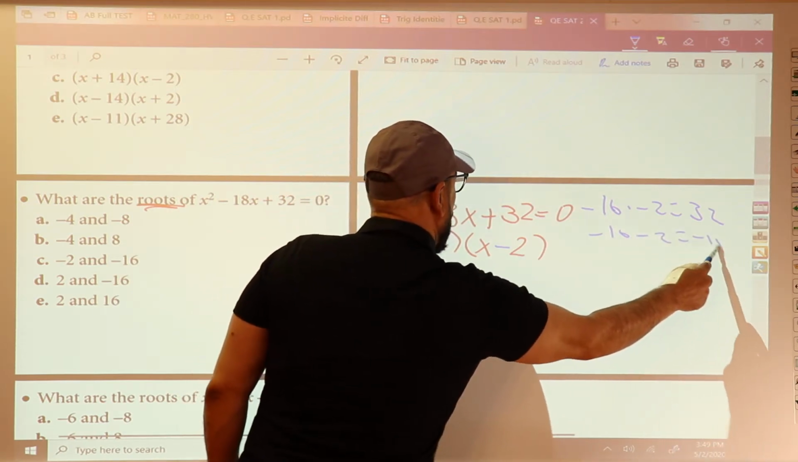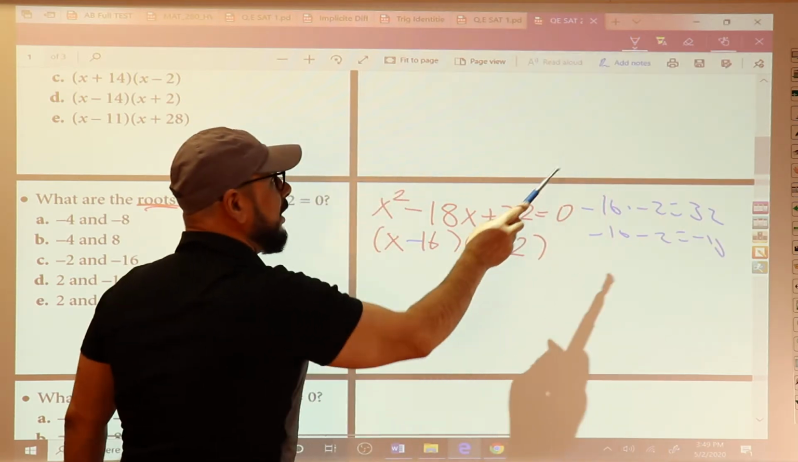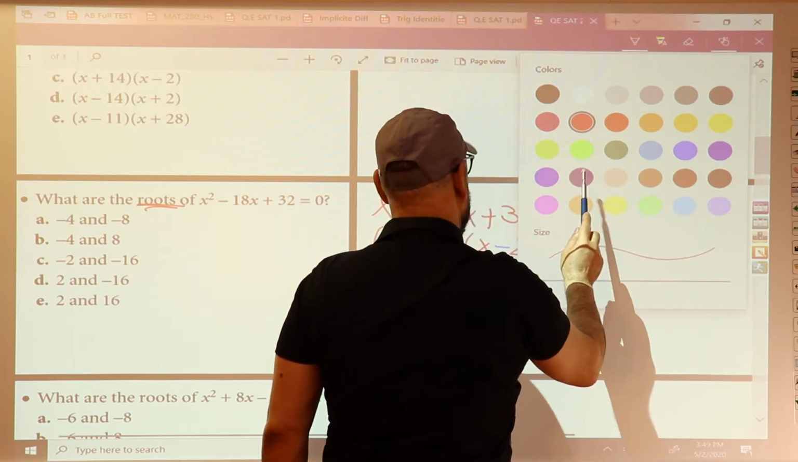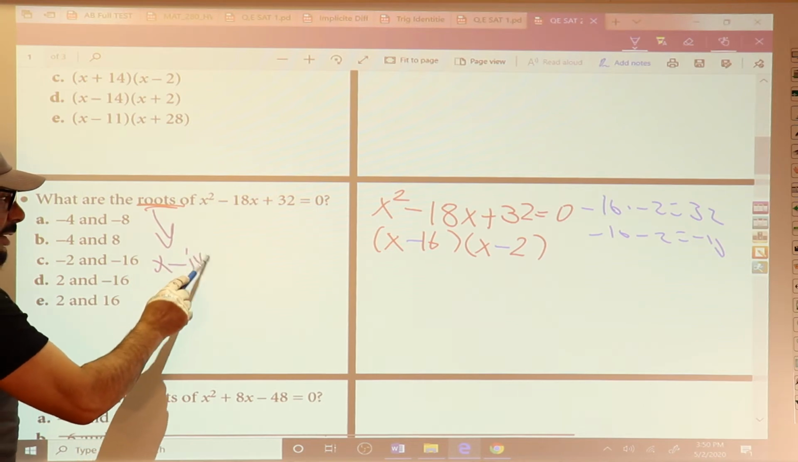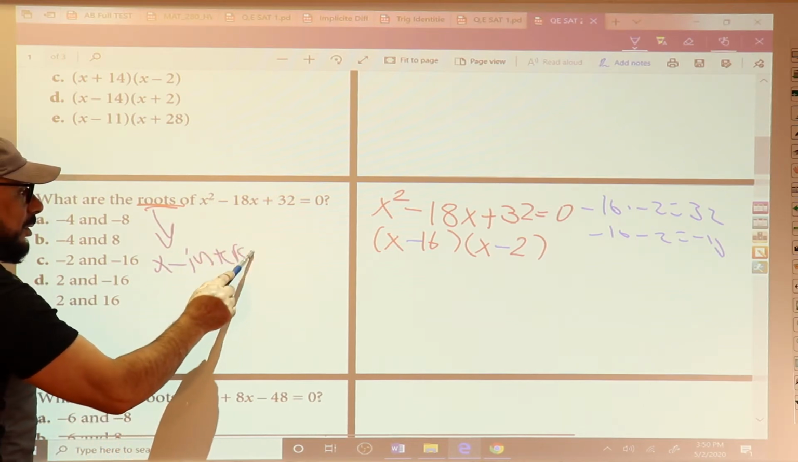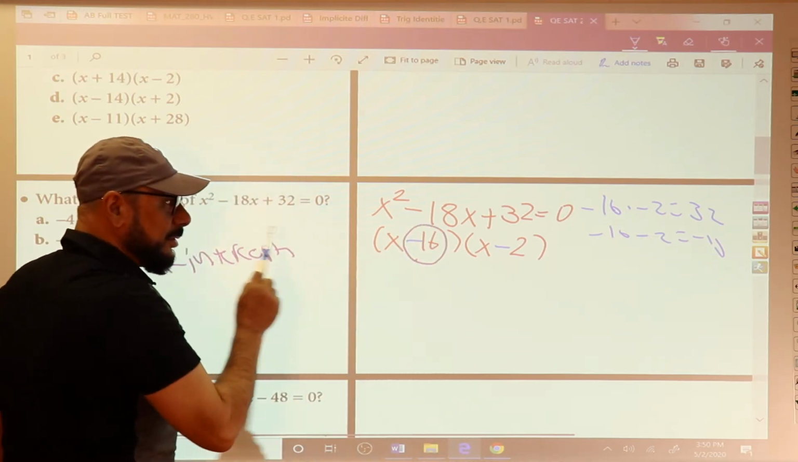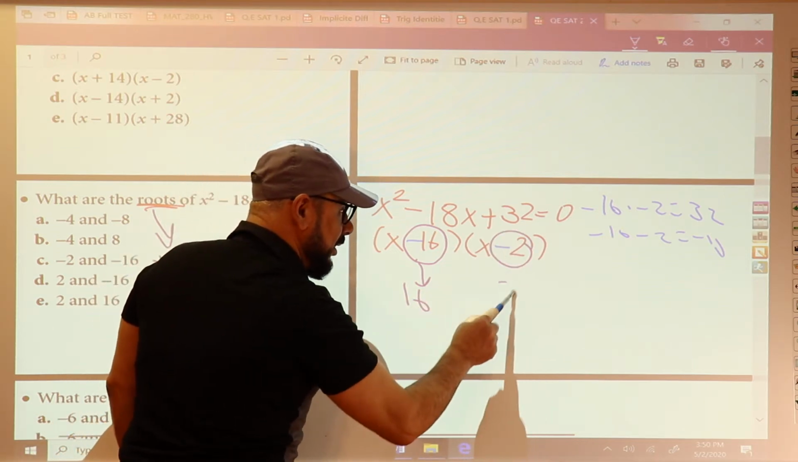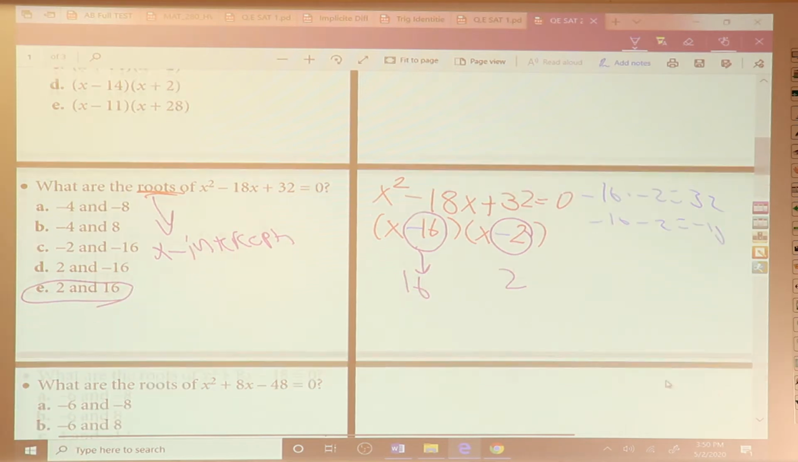negative 2, negative 18. What's the trick I told you, Safe, to find the roots? You have to understand, guys, roots, the same meaning of X-intercept. So it's positive 16. Then look here, for the SAT, circle this with the sign, your answer will be the opposite. It's going to be 2, 16 and 2, which is E.